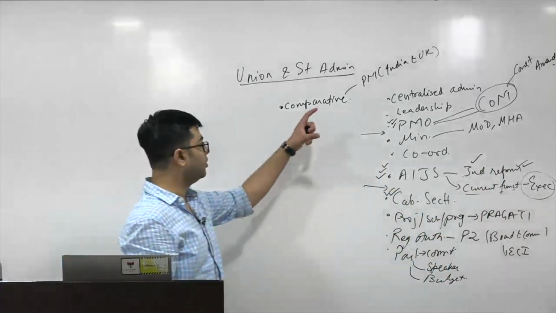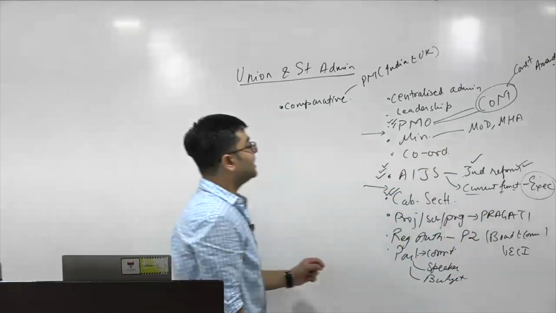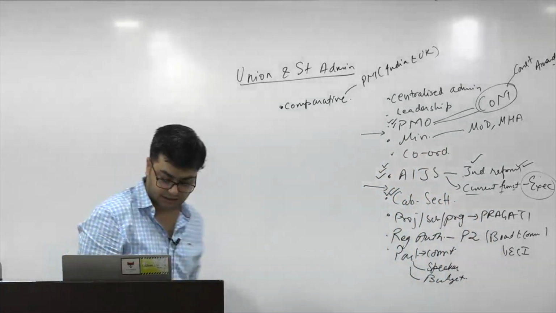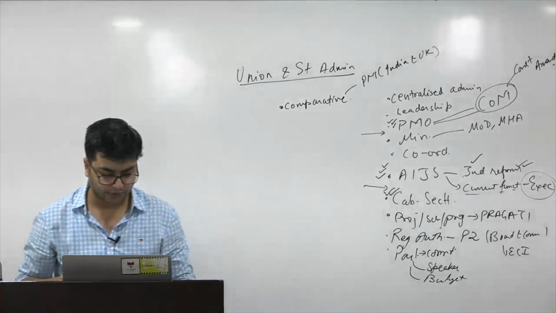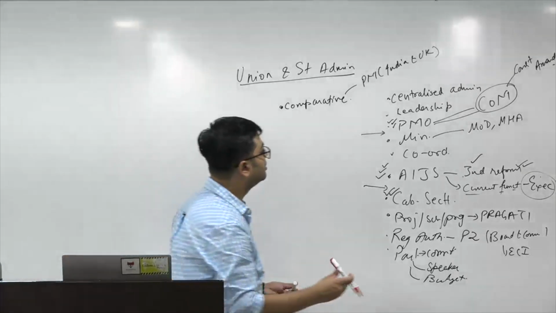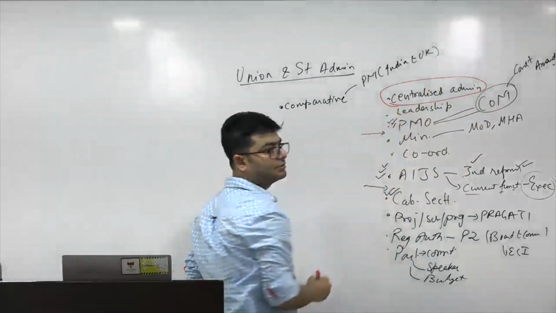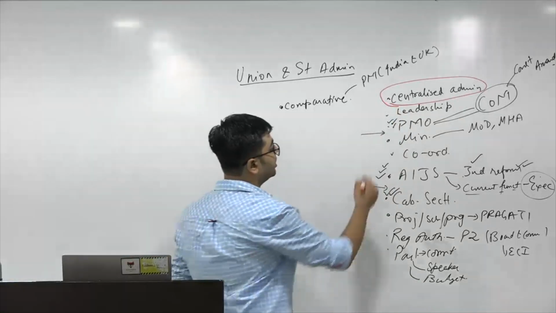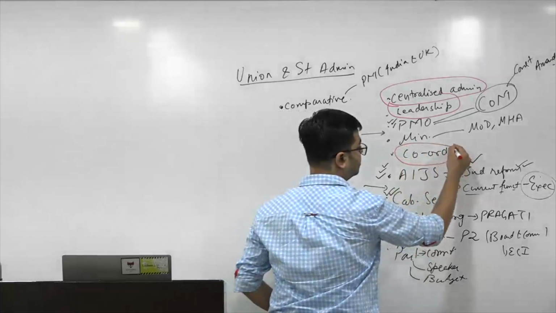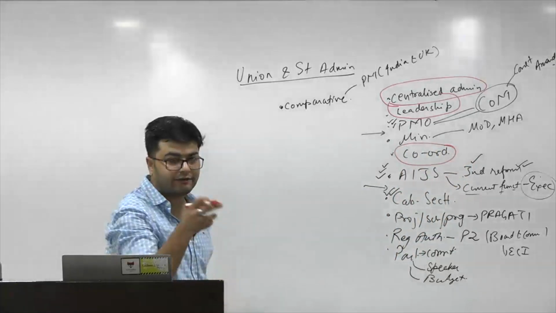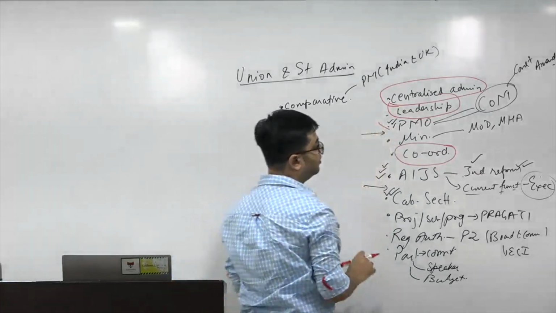Now, if I look at this aspect, you will see the elements which are coming to the fore, have a look. Centralized administration, leadership, coordination. These are the phenomena. Now, institutions, PMO.